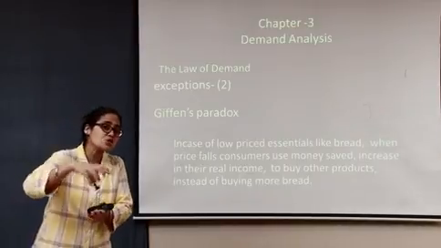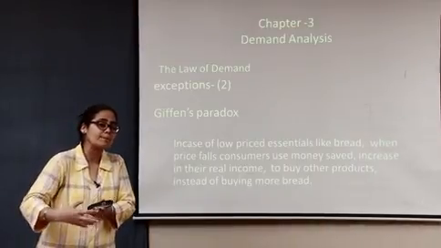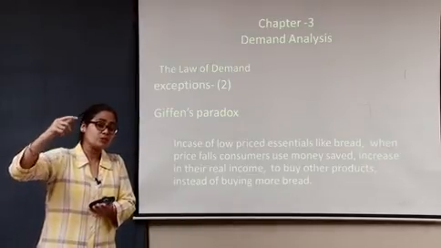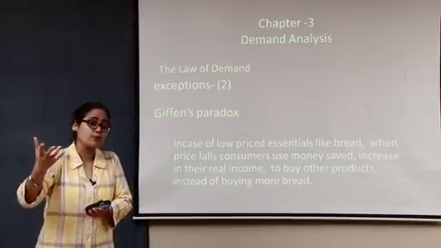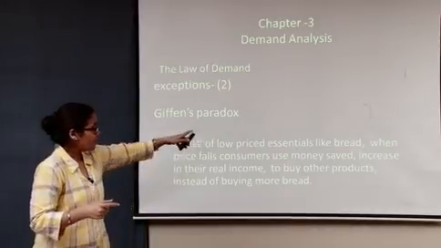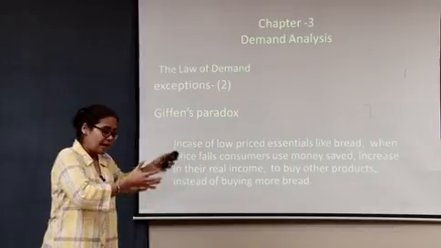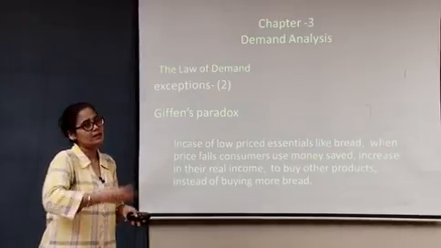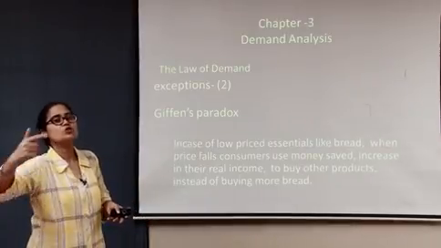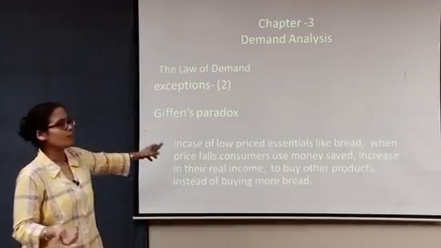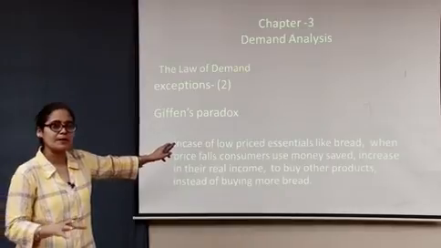And how could this low income group or poor people afford to buy meat, which was a very high priced food product? Because when the price of bread had come down, they were able to save money, and when they had enough savings, they were able to spend it on a superior high priced product, which was meat. So this was popularly called Giffen's paradox.